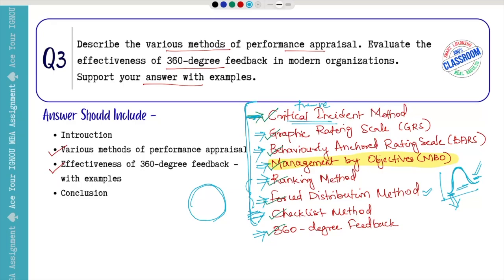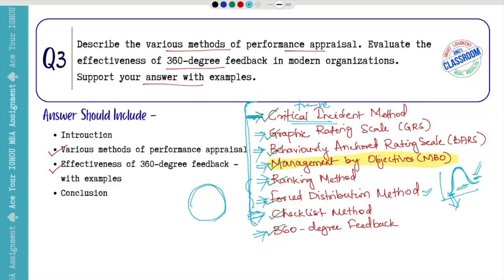The benefits of 360-degree feedback are quite compelling because it gives richer insights, stronger self-awareness, and better collaboration. However, this method also has its risks. What are the risks you can think of?